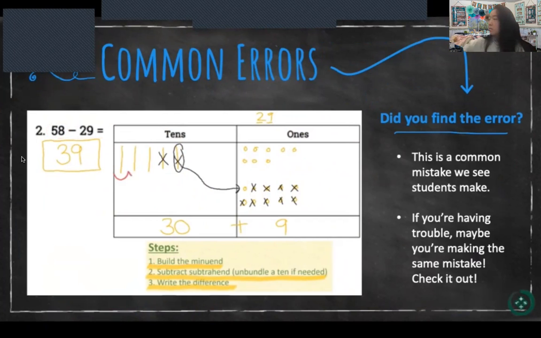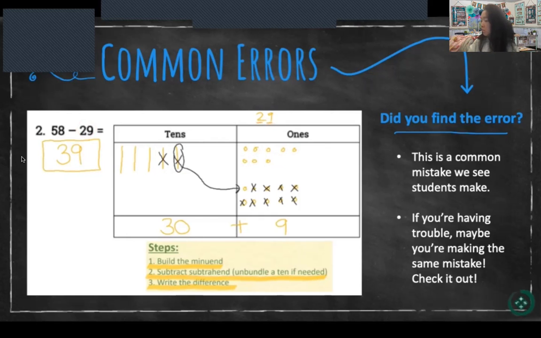So here we have 1, 2, 3, 4, 5, 5 tens and 1, 2, 3, 4, 5, 6, 7, 8, 8 ones. Step 2 is to subtract the subtrahend and unbundle a 10 if needed. We will be subtracting 29. I see that 29 has 2 tens and 9 ones. We need to start by subtracting 9 ones.